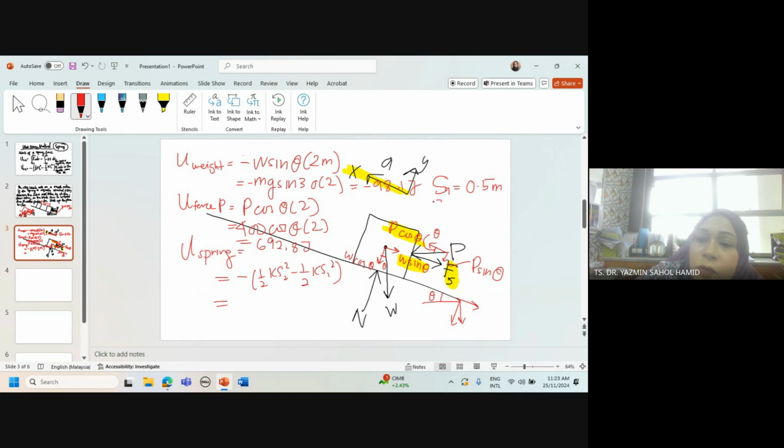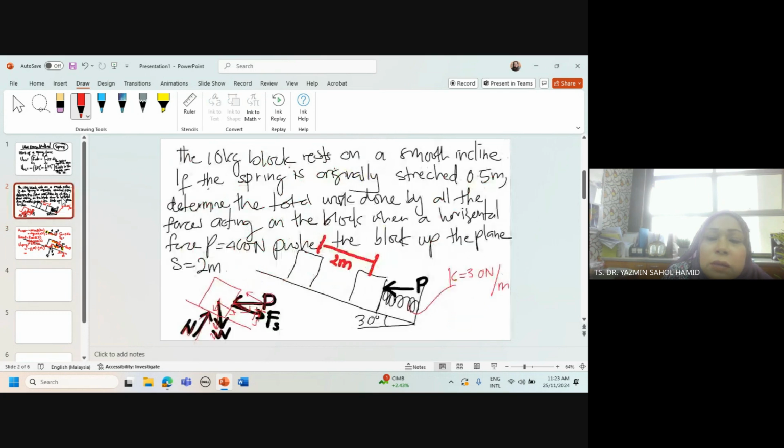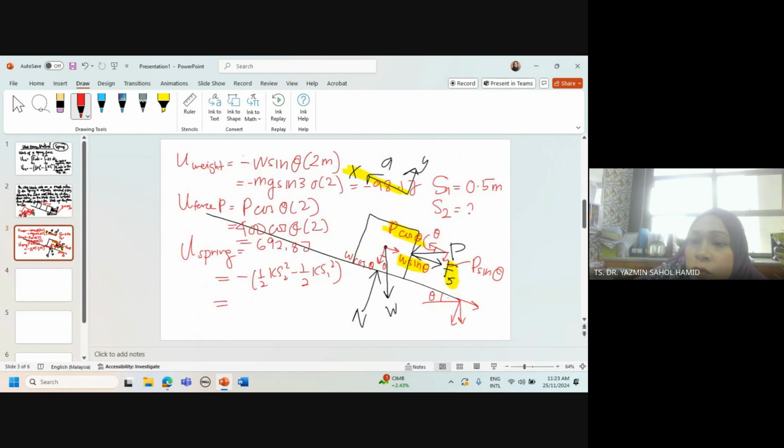So that is s1. So we can say our s1 is 0.5 meters. And our s2 is what? It must be 2 plus 0.5 because its final displacement is 2 meters. So in this case, s2 will be 2 plus 0.5, so it becomes 2.5 meters. So if you put in the formula, negative 1 over 2 times 30 times 2.5 squared minus 1 over 2 k is 30 times s1 0.5 squared. Okay, calculate for me what you get as the answer. If I calculate it quickly, I would get negative 90 joule. Okay, so that is the answer.